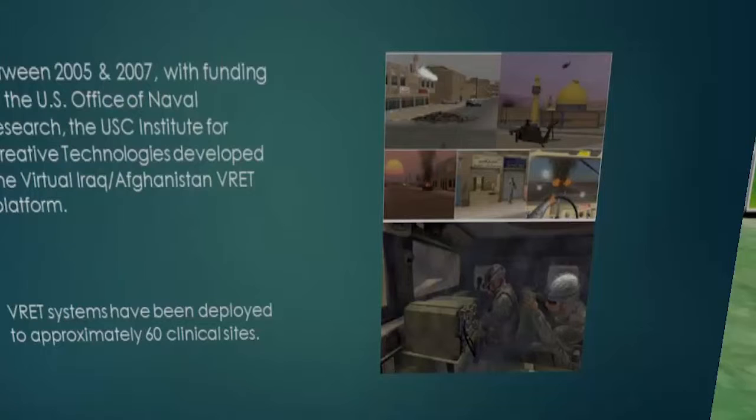To date, the Virtual Iraq-Afghanistan systems have been deployed to approximately 60 clinical sites, including VA centers and several university, private, and military medical centers.